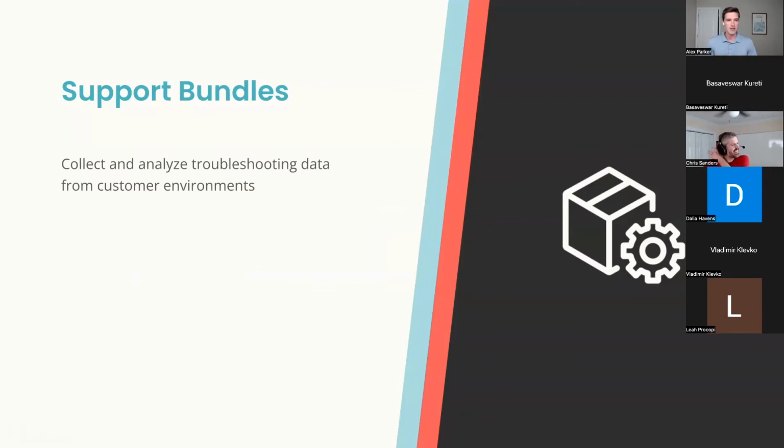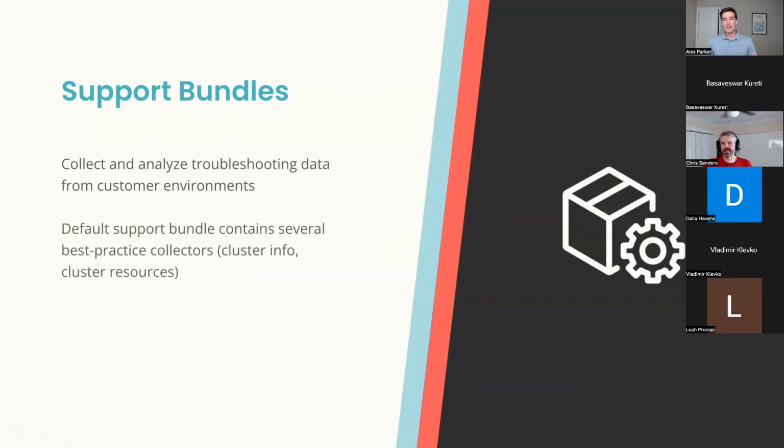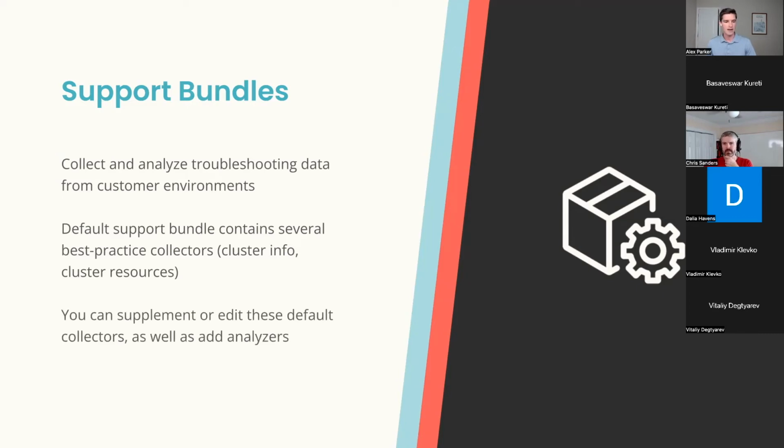But a few things to note about support bundles. The goal of these is to collect and analyze troubleshooting data from customer environments. And there is a default support bundle specification that contains a lot of best practice collectors. So it's going to pull in information about the cluster. It's going to pull in resources, Kubernetes resources that are deployed to the cluster. There's a lot of stuff that's there. And you can supplement or edit these as you'd like. So you have this default, but you can add your own collectors and analyzers for your own needs. And we highly encourage people to do that. The default is great. It's very helpful, but adding your own that's specific to your application makes a huge difference.